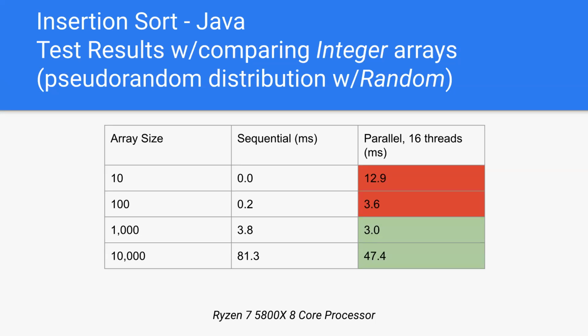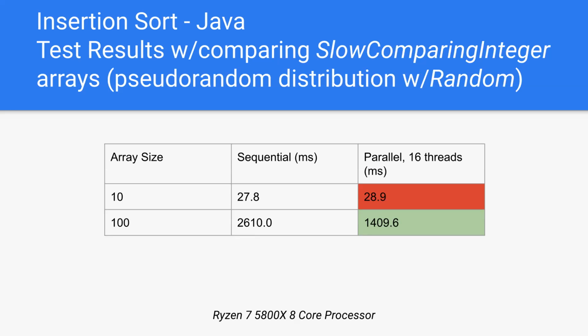So here we can take a look at some test cases just using integers. This implementation can work with generics, so basically anything implementing Comparable will work. And you can see even for arrays of size 1,000, which is fairly small for how big arrays can get, already a parallel version of insertion sort with 16 threads is faster, and the same goes for higher array sizes.